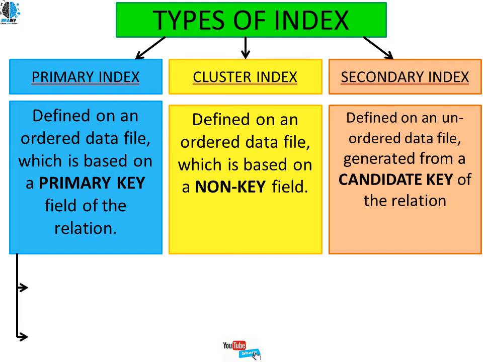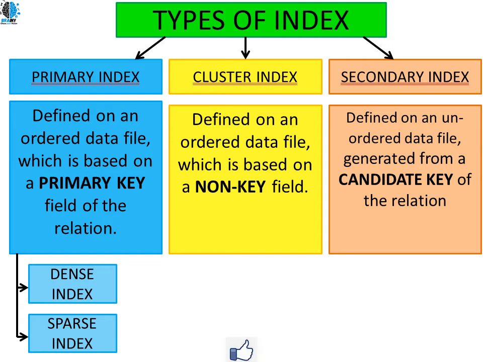Coming to primary index, we have two types. First is dense index, next is sparse index. By the name itself, dense means more, sparse means very less. Here, index means we are going to talk about the mapping. In sparse, we have very little mapping. In dense, we have more mapping.